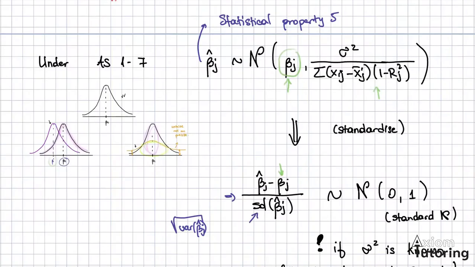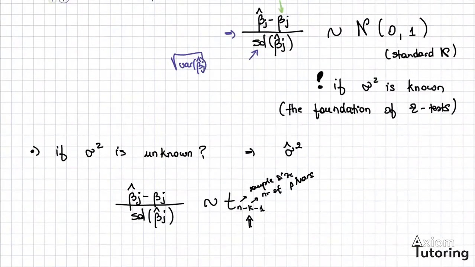Since we couldn't apply this formula in the cases where sigma is unknown, when we move to the other statistic that has the t-distribution, this is where we jump to statistical property 6, which means that under assumptions 1 to 7, and given that we have the sigma square hat, the test statistic is t-distributed with degrees of freedom n minus k minus 1.